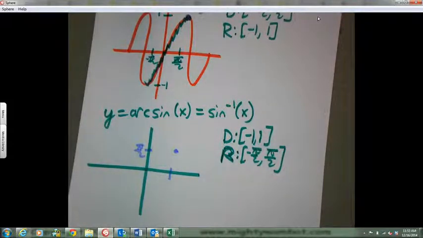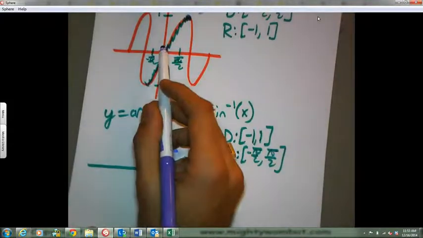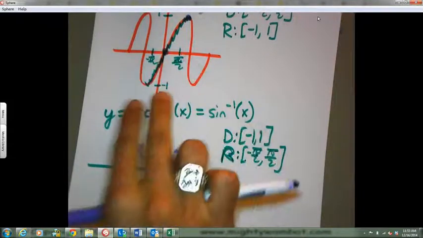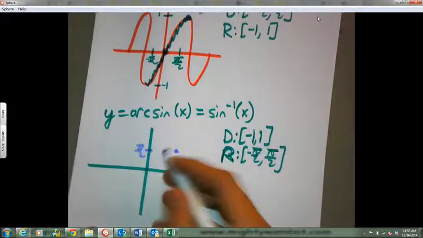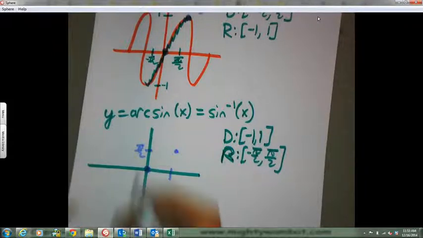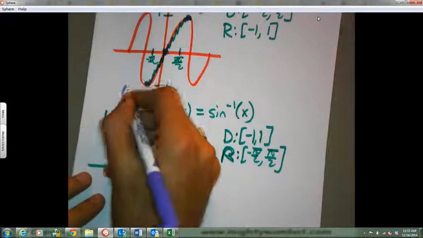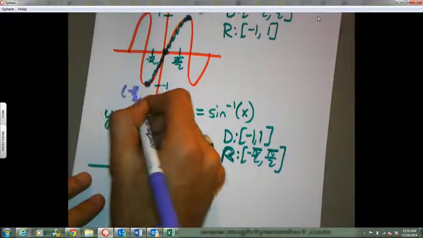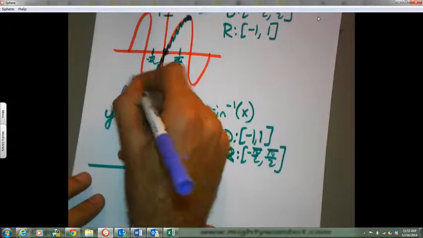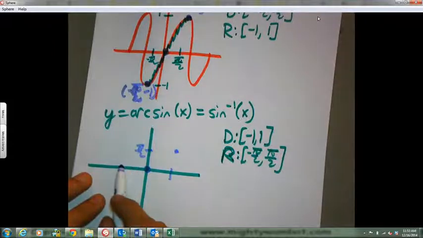The original graph has a point 0, 0. When you switch 0, 0, you still have 0, 0. And finally, the original graph has a point negative pi over 2, negative 1. This graph must have negative 1, negative pi over 2.